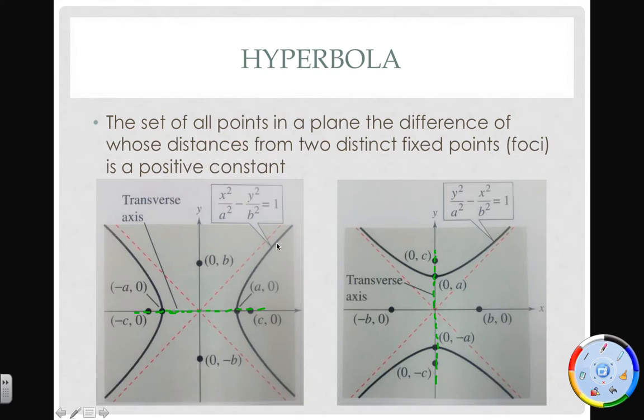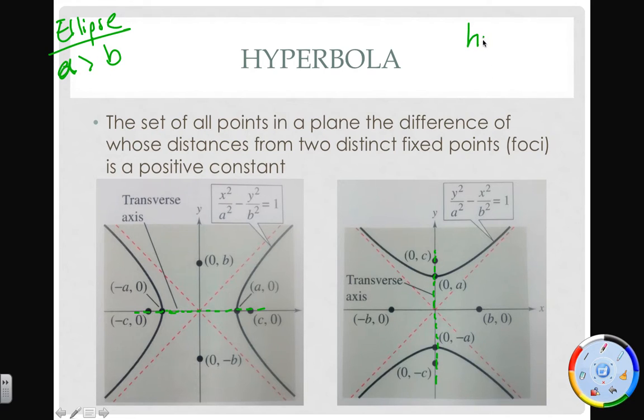Now, here's the big difference for hyperbolas. If it opens left and right, it's x squared minus y squared. Has nothing to do with a and b. If it opens up and down, that means it's y squared minus x squared. Now, with an ellipse, I did mention this. With an ellipse, a is always bigger. So ellipse, a is always bigger than b.